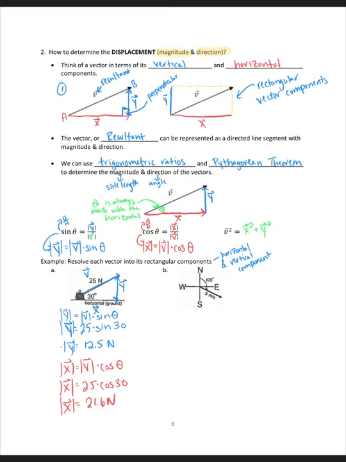So we should always have a therefore statement. So therefore, 21.6 newtons along the horizontal and 12.5 newtons along the vertical. Let's set up the next one together, and then we'll pause the video and get you to work through it on your own.